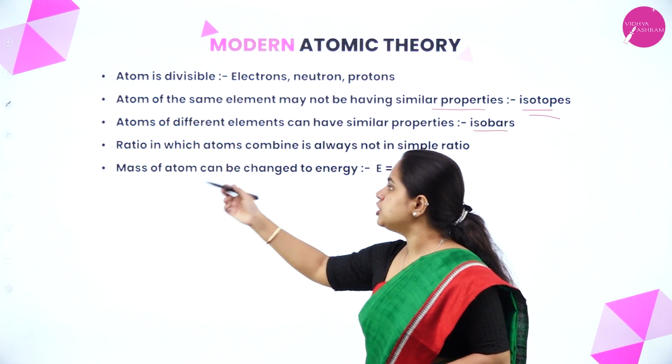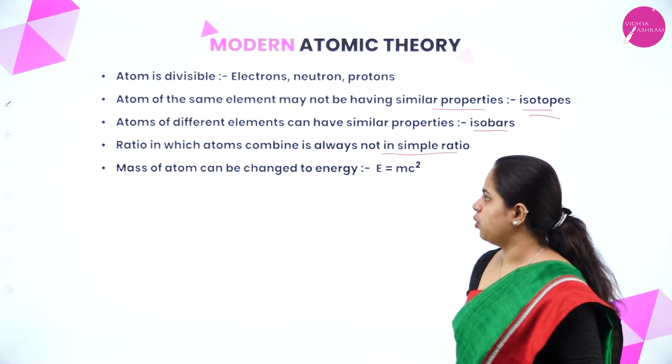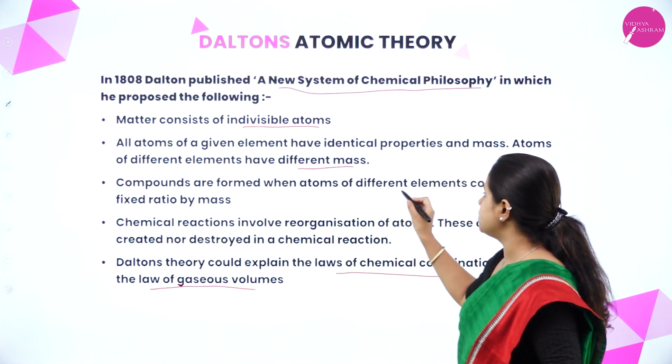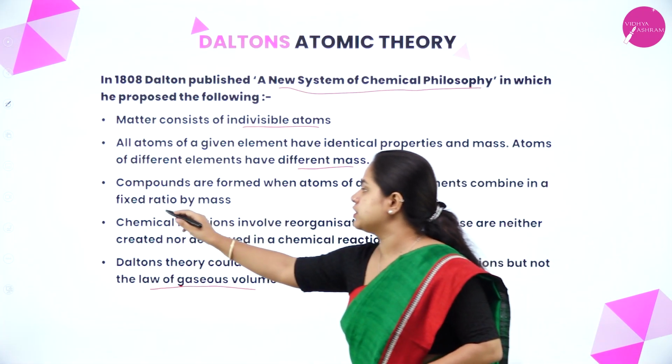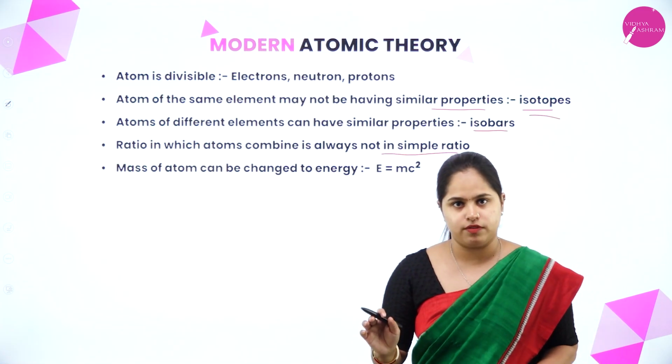Now, the ratio in which atoms combine is not always a simple ratio. What does Dalton's atomic theory say? The compounds are formed when atoms of different elements combine in a fixed ratio by mass. That need not be simple always, right?